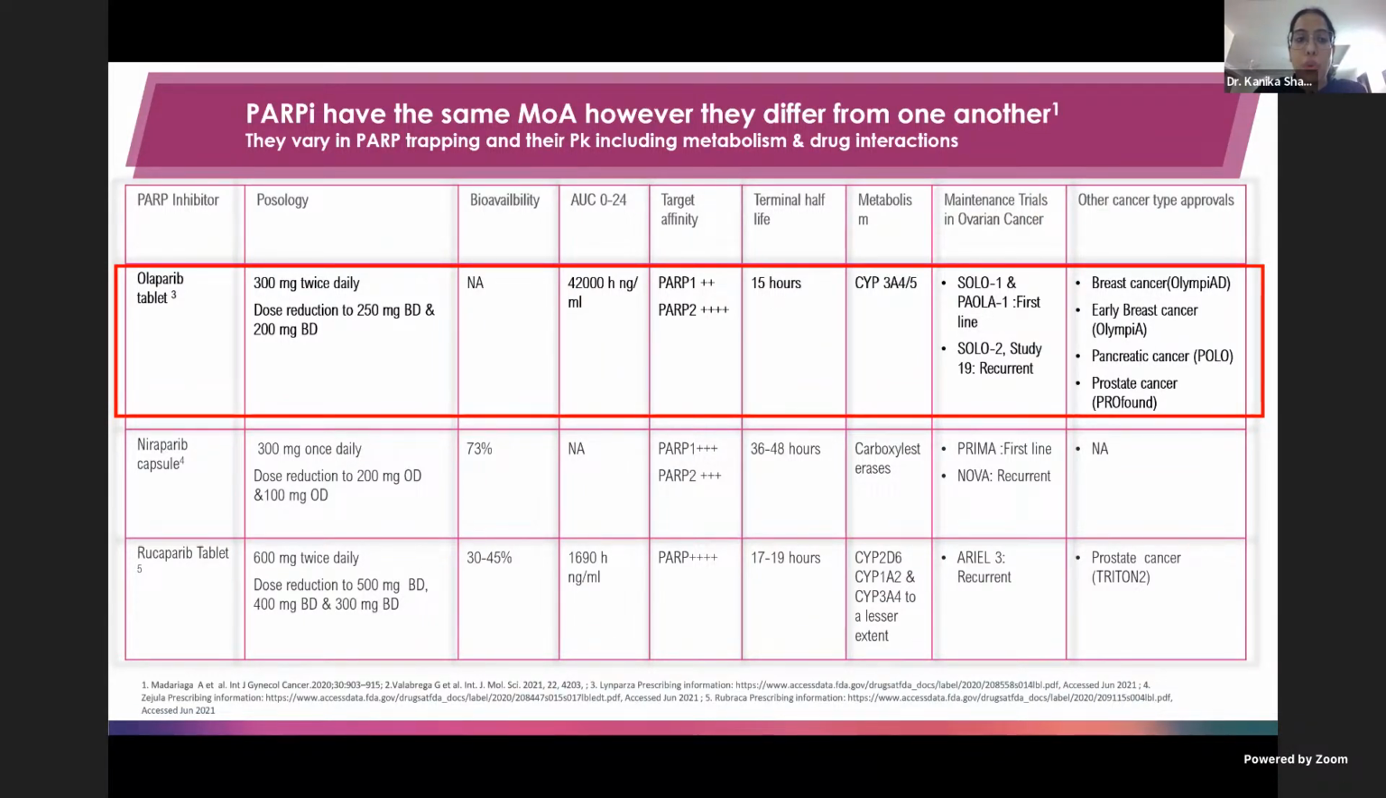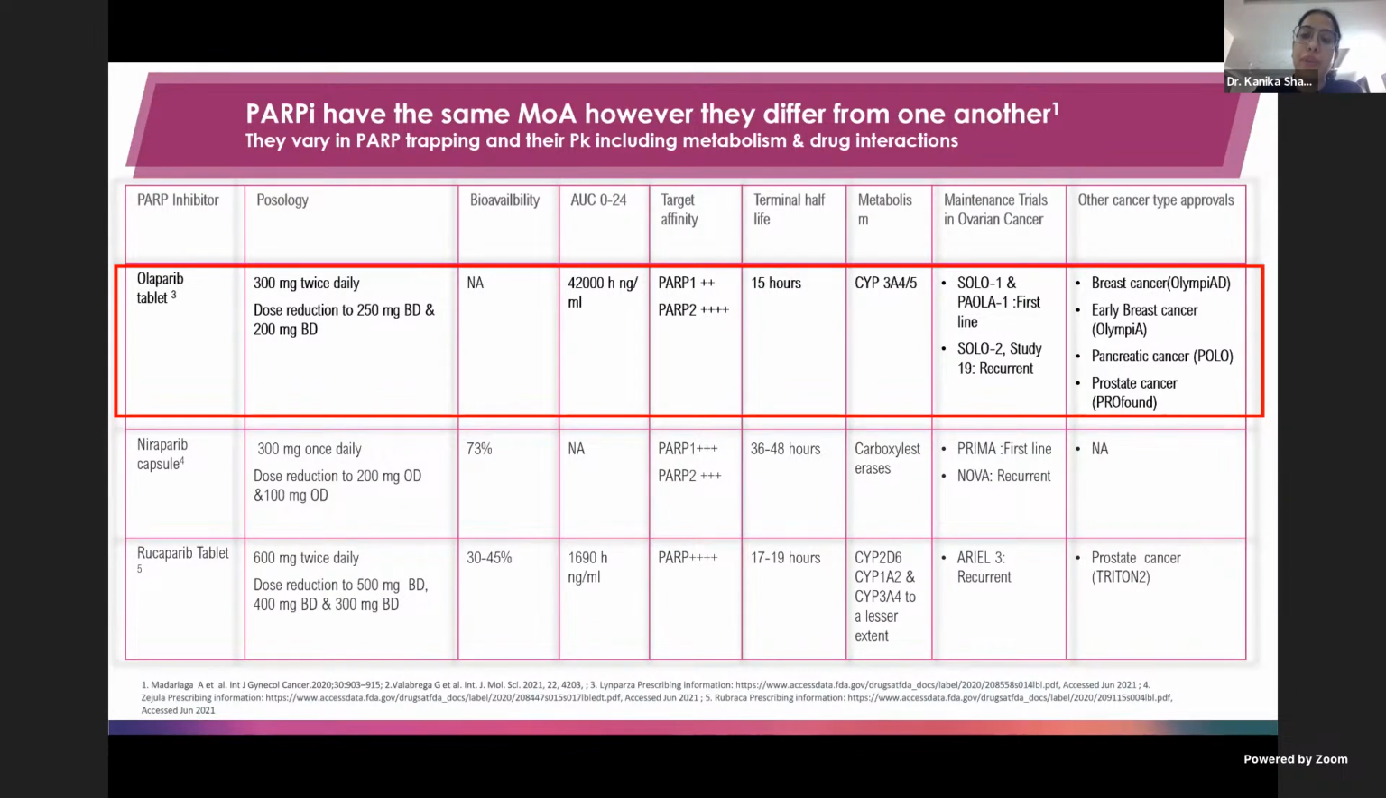So when we talk about olaparib, the usual dose in the tablet form is 300 mg twice daily. And I usually start with the full dose only, and then gradually decrease based on the toxicity, the most common being anemia in the first few months. And then you can gradually decrease to 250 mg BD or 200 mg BD also. It has more affinity towards PARP2 as compared to PARP1, with a half-life of 15 hours, and it is actually metabolized by the CYP3A4 pathway.